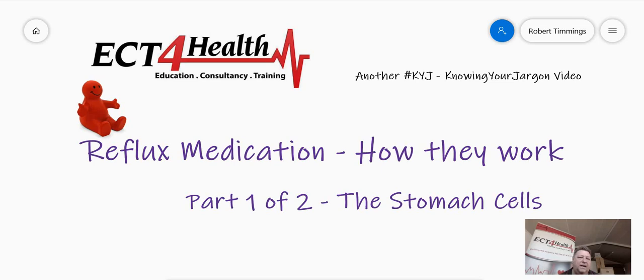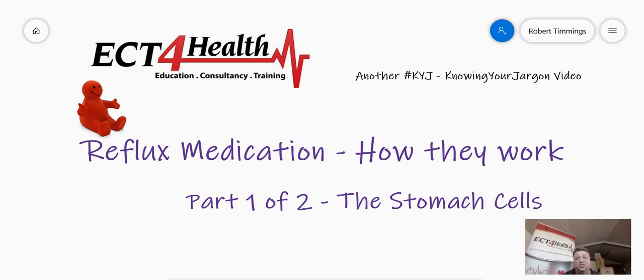So part one is understanding the different cells in the stomach. I think we've got to do a bit of the physiology before we understand the pharmacology. So part one on the stomach cells will be this part, and part two will actually be on the different medications that we use. So let's get started nice and quick.